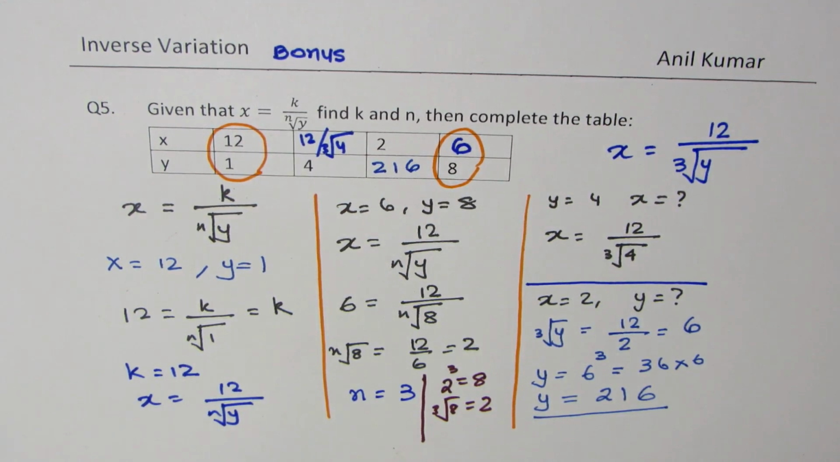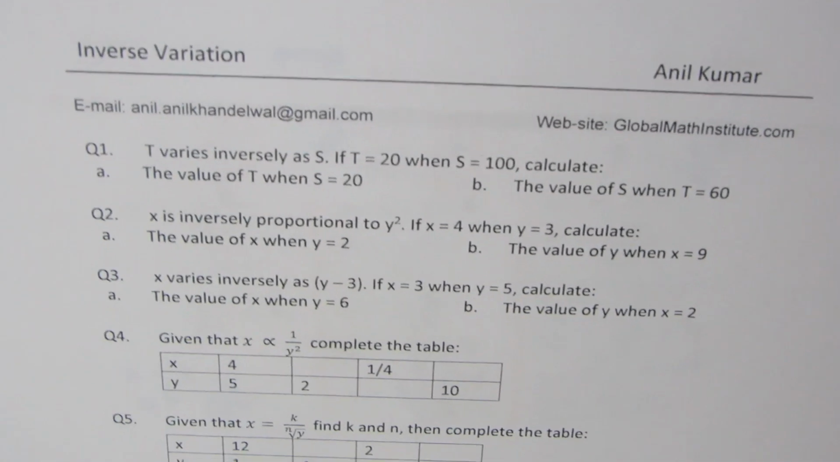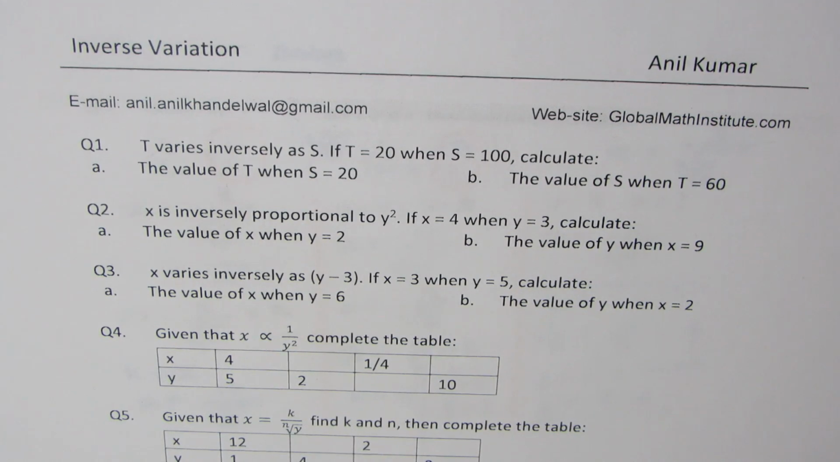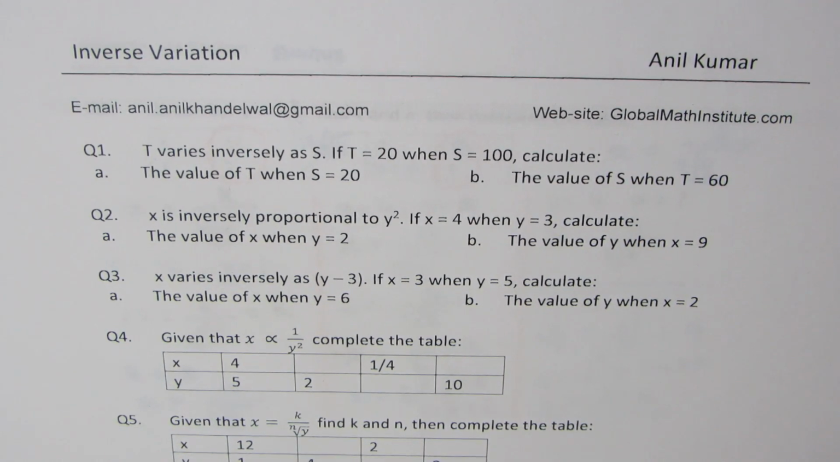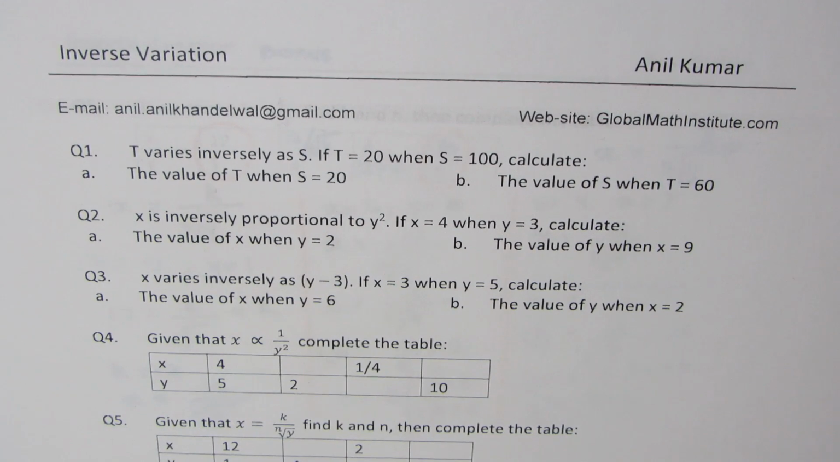I hope that makes sense. Except for some missing data in the last question, I hope everything went fine, and you have understood the concepts of inverse variation and we solved these questions. We assumed that this value is 6.